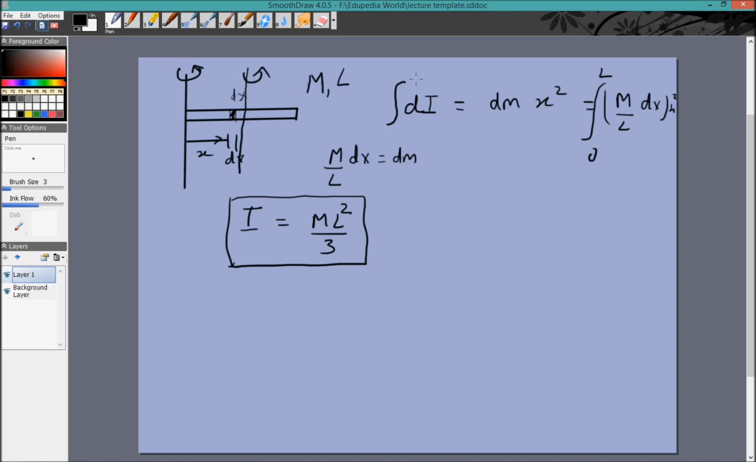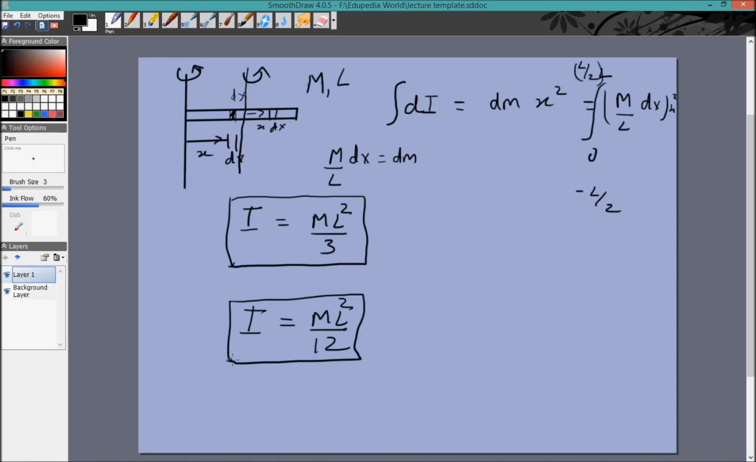Well, in that case, everything will be the same, except our limits, instead of going from 0 to L, will go from minus L by 2 to L by 2, right? Because if this is the axis, we take x at dx, x goes from minus L by 2 to L by 2, right? And what will that give me? This is ml cubed by 3, and 2 will give me 4, so it will ultimately end up giving me ml squared by 12, right?